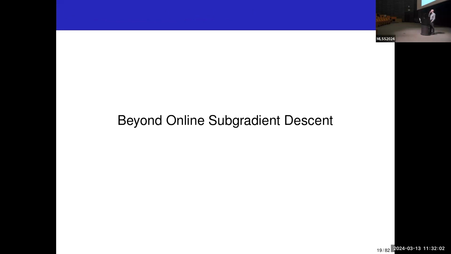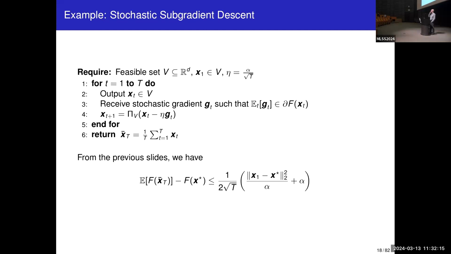Yes. In what sense is G stochastic, the gradient? G can be generated in any way you like. The only thing that you need is that the conditional expectation of GT is the right thing that you're trying to calculate. Okay, let me give a practical example.